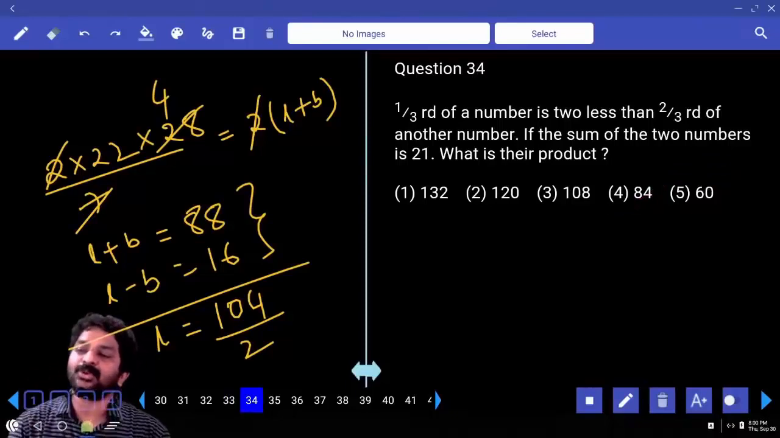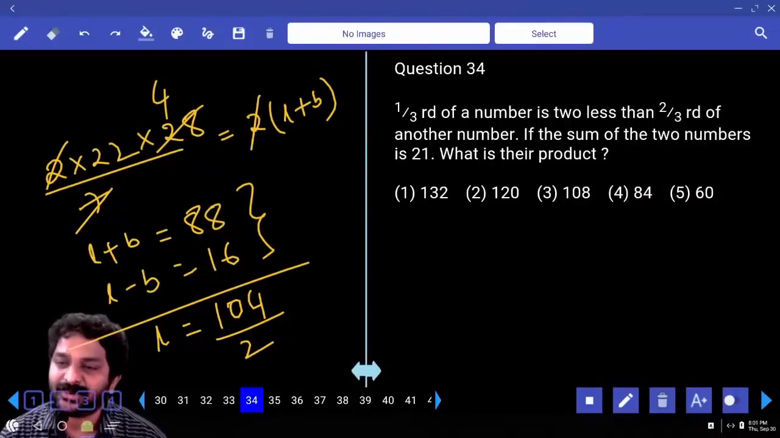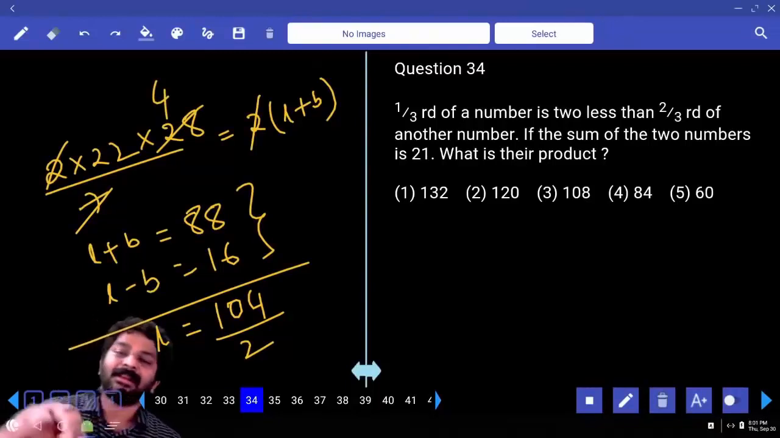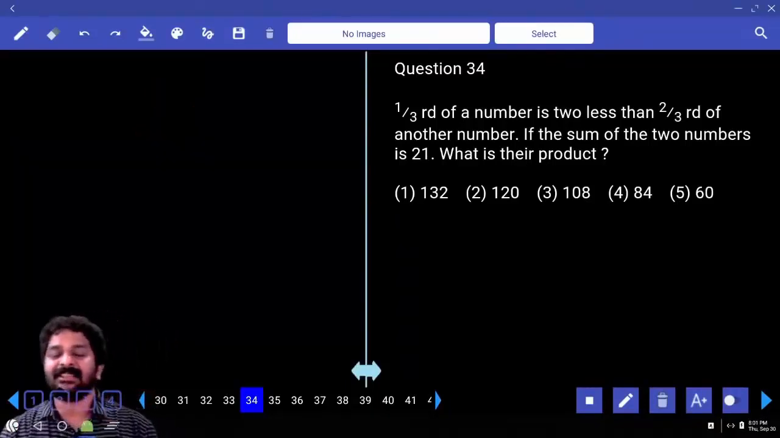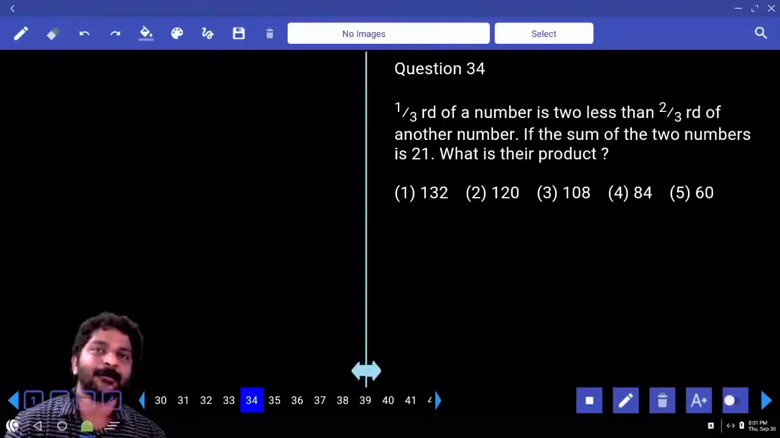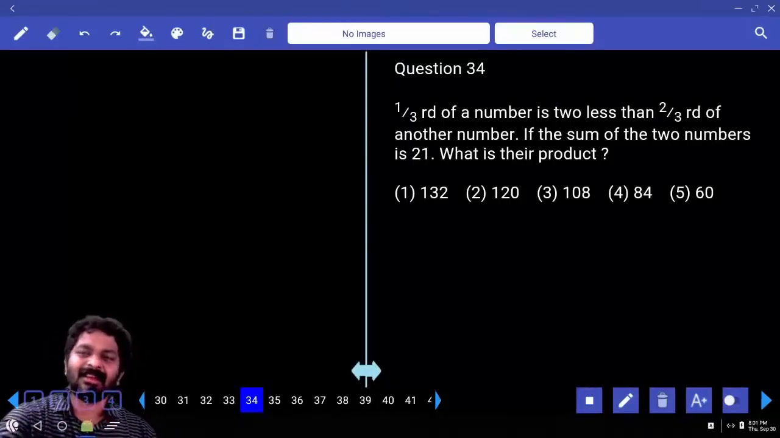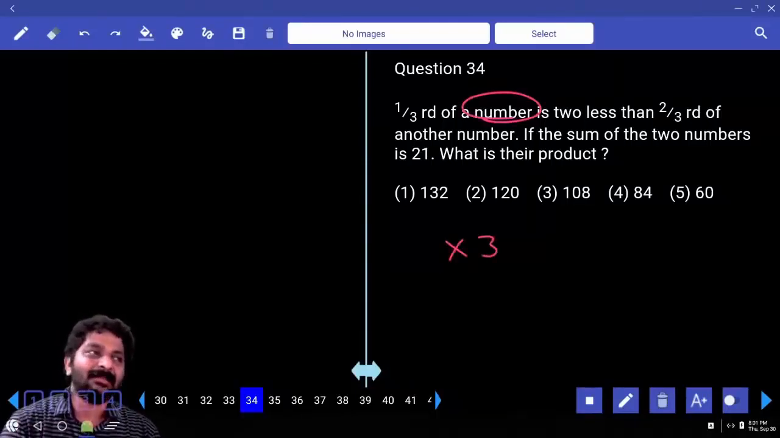1/3 of a number is 2 less than 2/3 of another number. The sum of both the numbers is 21. What is their product? Out of the first number, what is that fractional part you are calculating? 1/3. What is the denominator? Then your number must be a multiple of 3, right? The first number is a multiple of 3.